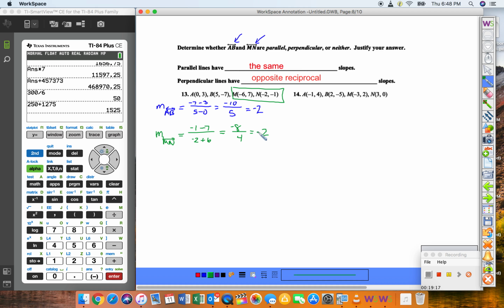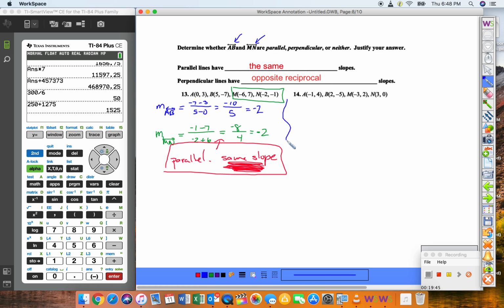So are these lines parallel, perpendicular, or neither? Being as how those are the same, they're parallel. Justify your answer. Two words: same slope. That's all you have to do. You have to tell me that they're the same slope. That's how you know they're parallel. The work is our justification, and here is basically how we knew that. Those lines are parallel because they have the same slope.